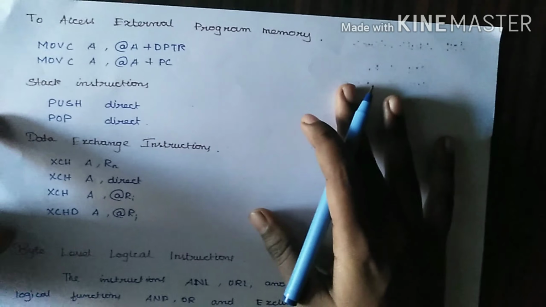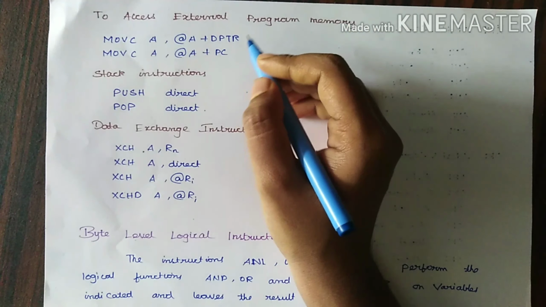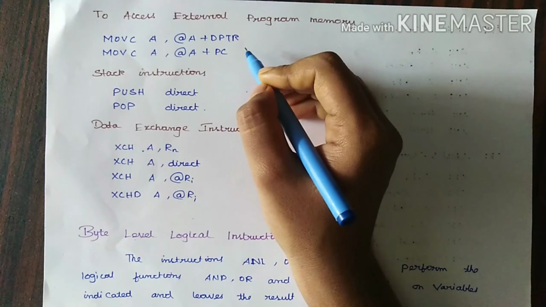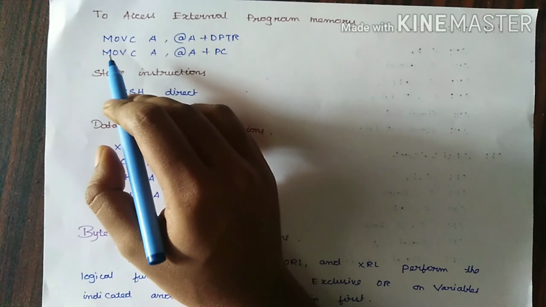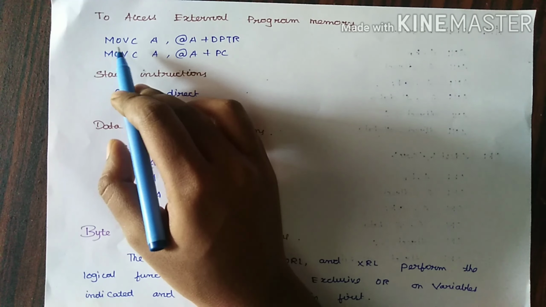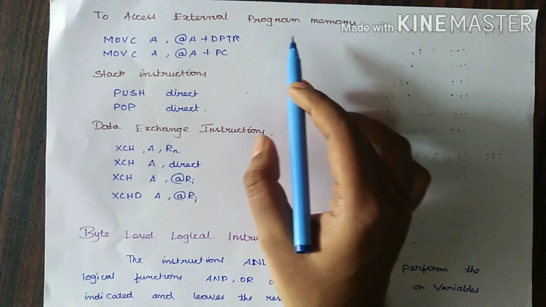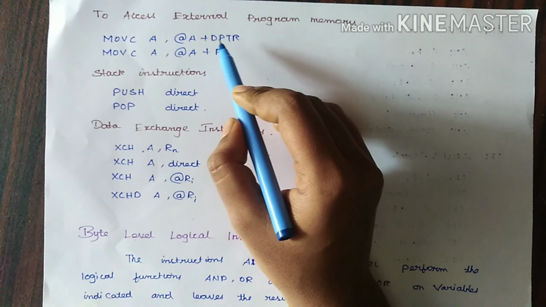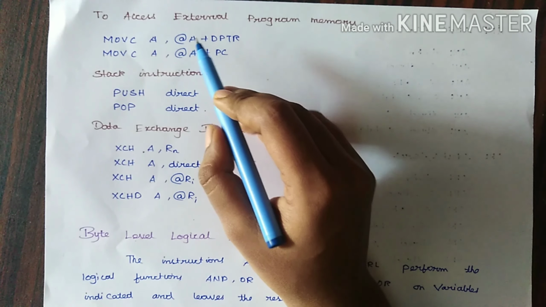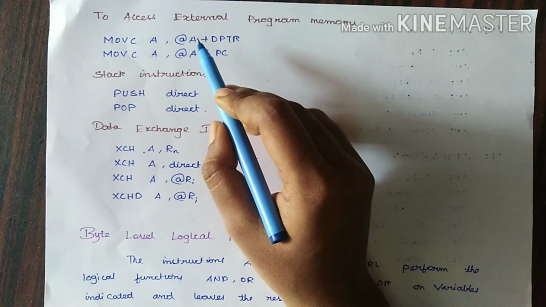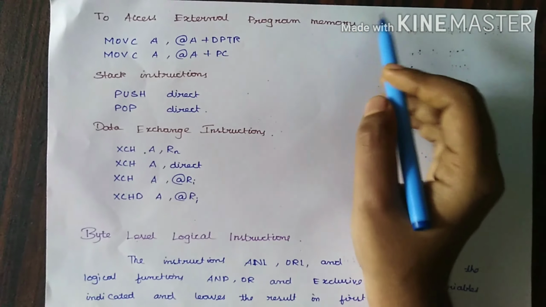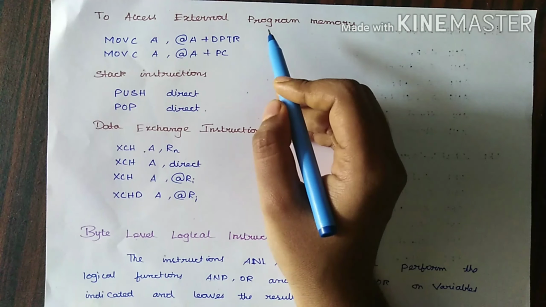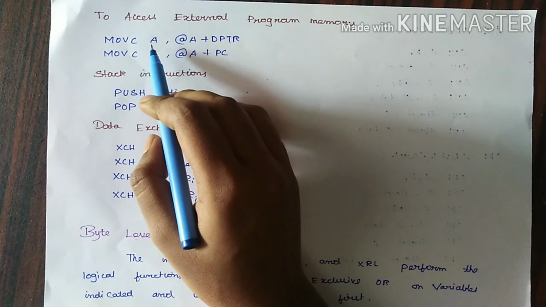And the next one is to access external program memory, and these instructions are of indexed addressing mode. Here in these instructions we use the opcode MOVC to access external program memory. Here we have used A plus DPTR. Now the data of the accumulator and DPTR will get added and form an external program memory location. The data from that location will then be copied to the accumulator.